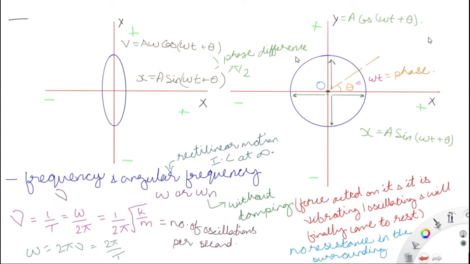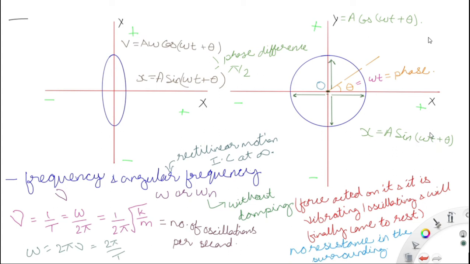Now if we see two harmonic motions, meaning two simple harmonic motions, one along the x axis and one along the y axis, then we can plot this, where one displacement is A cos(omega t plus theta) and another displacement is A sin(omega t plus theta).